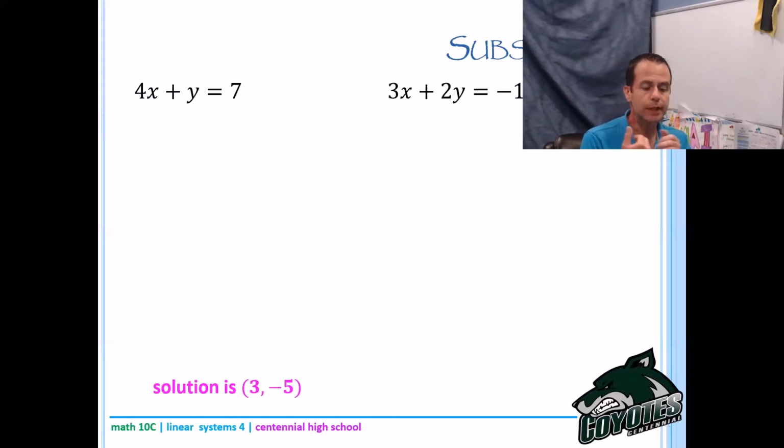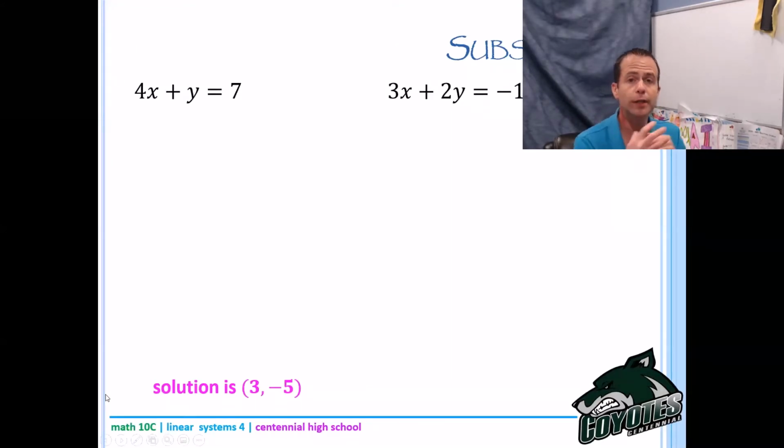Now, the first step is going to be, I want to isolate one variable. So either in the first guy here, I make this say x equals, or I make this say y equals. Or in the second guy, I make this say x equals, or I make this say y equals. Okay? Doesn't matter which one I do, which means there are 4 different ways I could start this.